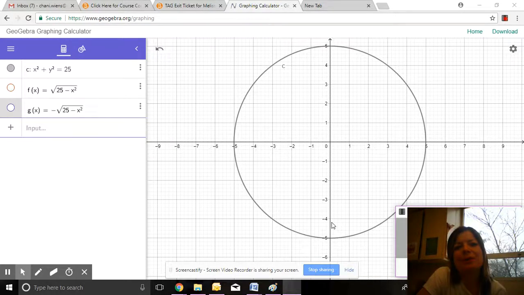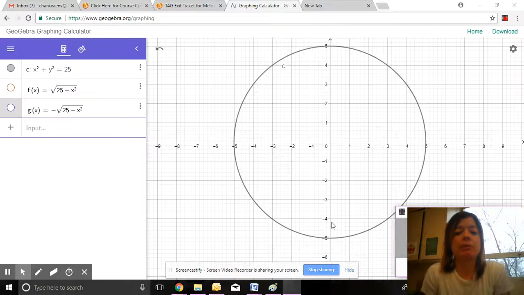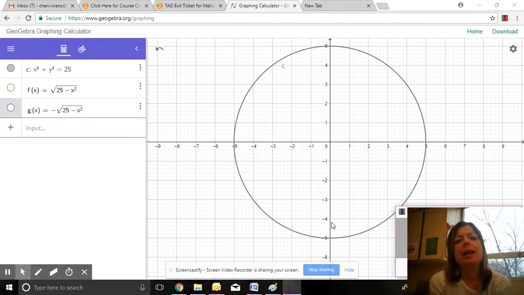Hi, everybody. So today we are doing a little bit of a lesson on implicit differentiation and related rates, both important calculus concepts that will help you as you enter university. It just gives you an idea of what else is out there in calculus. We're just barely scratching the surface here in grade 12.